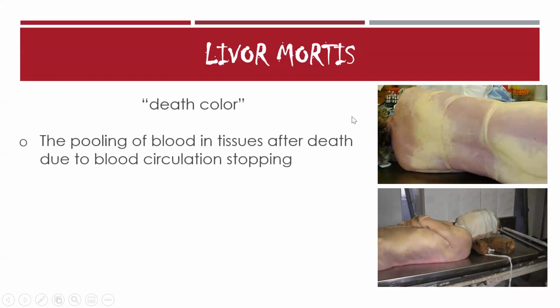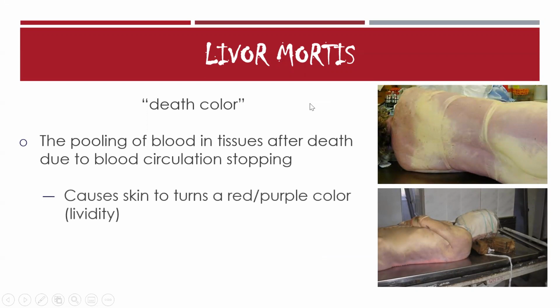death color. So basically, livor mortis is caused by gravity. So after you die, your blood stops circulating. The blood then pools into the tissue, which is lowest to the ground. The pull of gravity pulls it downwards. So livor mortis is also called lividity. It causes the skin to turn a reddish purple color from that blood pooling.